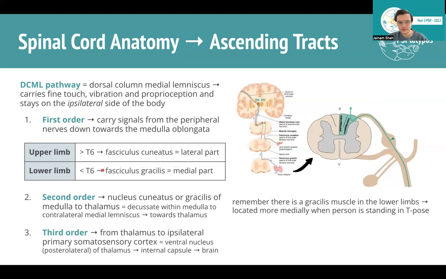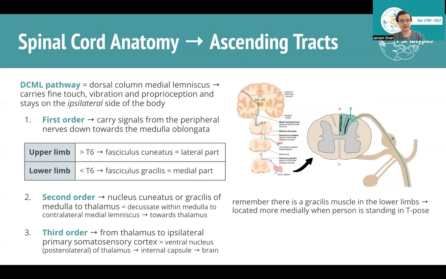Whereas the lower limbs, covering everything below T6, go to the fasciculus gracilis, which is more on the medial side, closer to the midline of that particular part of the midbrain again. An easy way to remember this is that you've got a gracilis muscle in your lower limbs, so obviously gracilis will be responsible for lower limb function. And the way to remember that it's located more medially in a cross section is that if you have someone standing in a T pose, you will see that the legs are in the midline, whereas the arms are more lateral.